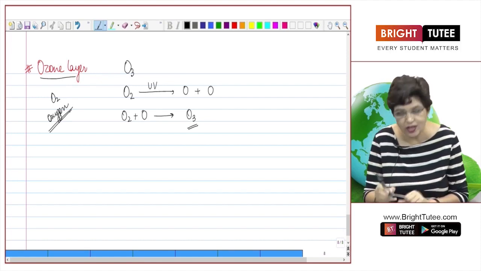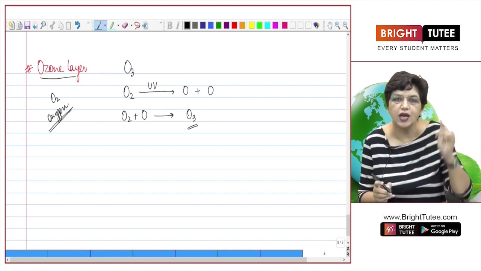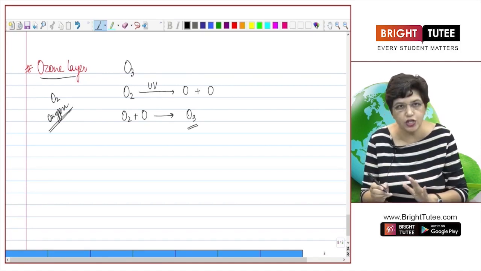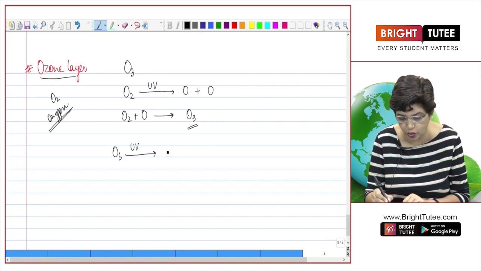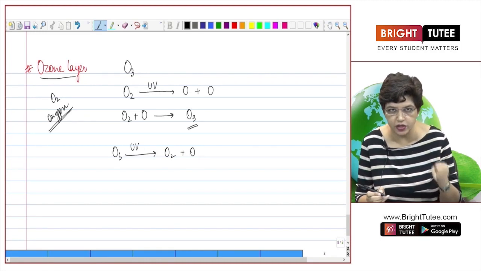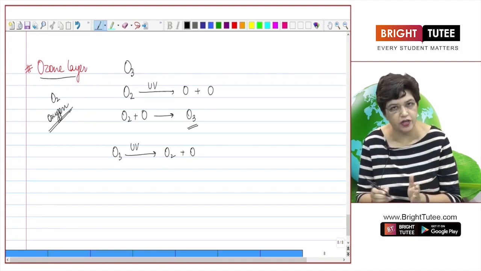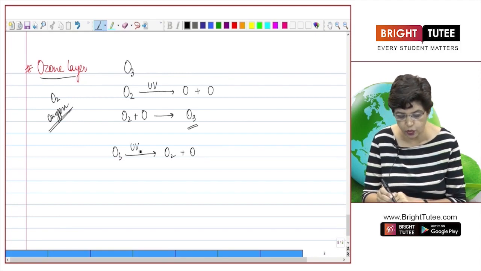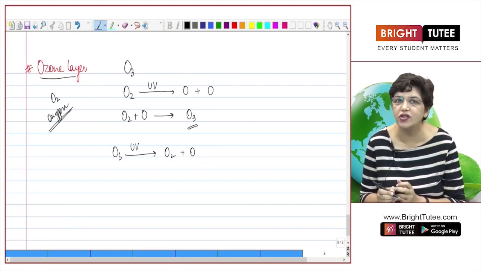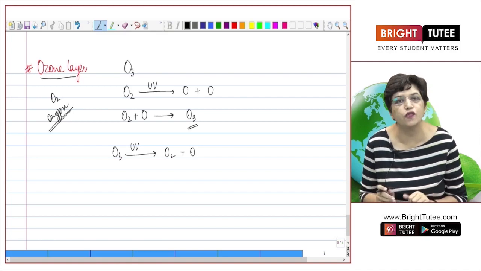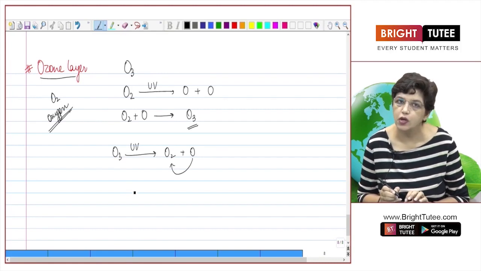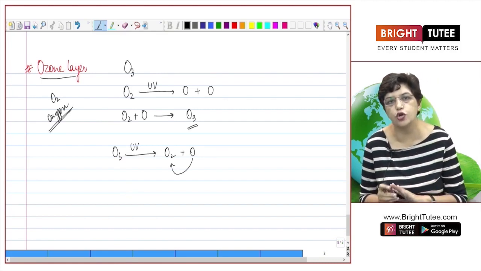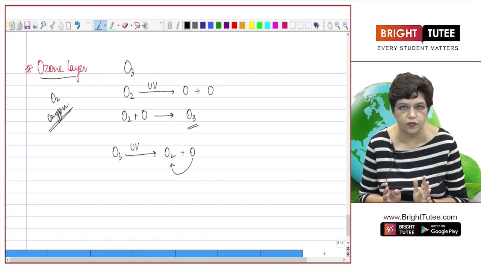Now what happens when there is a high concentration of O3 and the high energy UV rays reach that layer? This O3, in the presence of UV rays, gets broken down into O2 plus O. So it has absorbed this energy to break itself down into oxygen and O. This way these high energy UV rays will not reach the earth, they will get dissipated in the form of heat. This O will again combine with O2 to form ozone. So this way the concentration of ozone is fixed in the stratosphere.